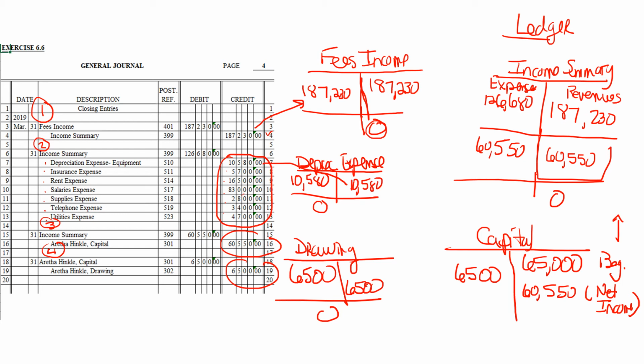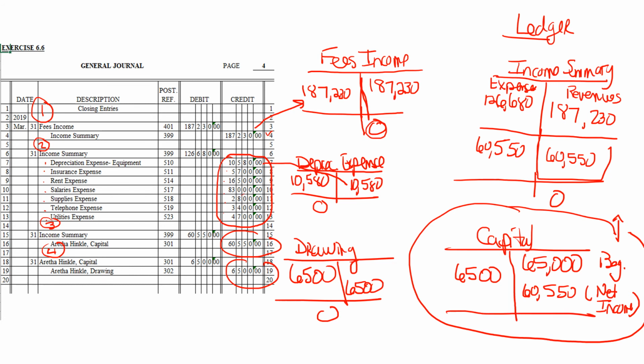Now, at this point, everything is in capital, the capital account. And at this point, you would just have to calculate the new balance of capital, and then that would be your updated balance, and that would be the balance that's going to show up on the income statement. And again, we'll show you this again on the next couple slides.